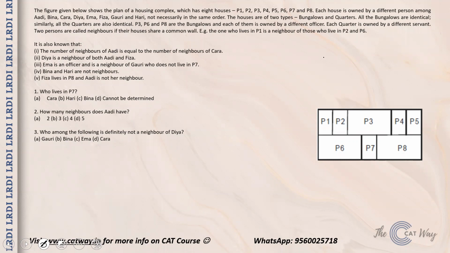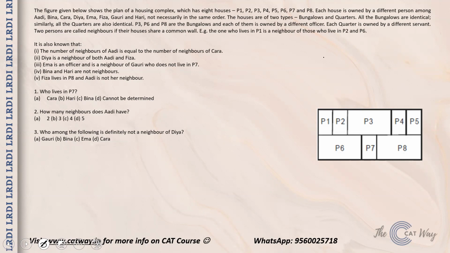Now the houses are of two types, bungalows and quarters. All the bungalows are identical. Similarly, all the quarters are identical. Take care: P3, P6, P8 are bungalows, which we can see from the size of them, and each of them is owned by a different officer, right? Now, each quarter is owned by a different servant.